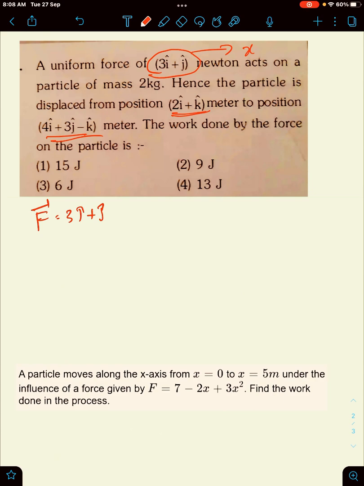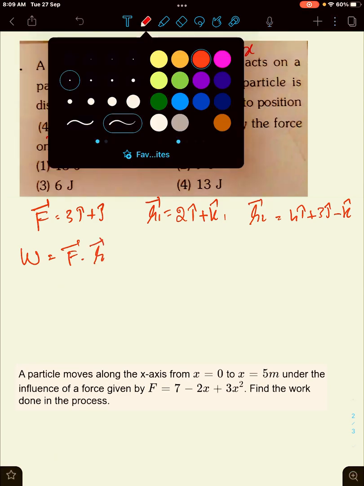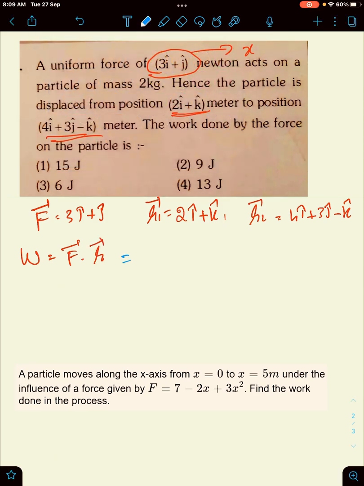So, initial position, let me say R1 vector, because it's a vector representation. It's given by 2i cap plus k cap, and the final position vector is equal to 4i cap plus 3j cap minus k cap. All I need to find out is work done from initial to final, and it's a case of a constant force. So, which formula I have to use? The first one, F vector dot R vector. Let's use this formula.